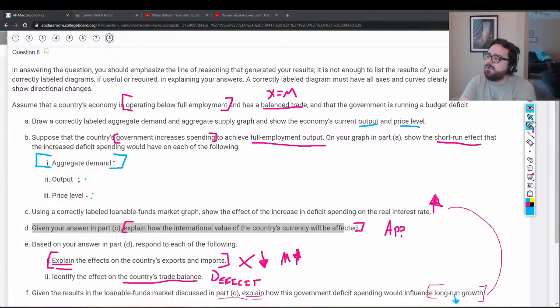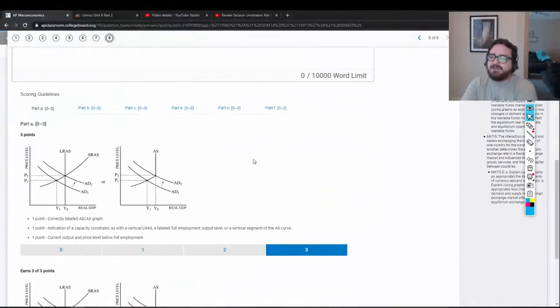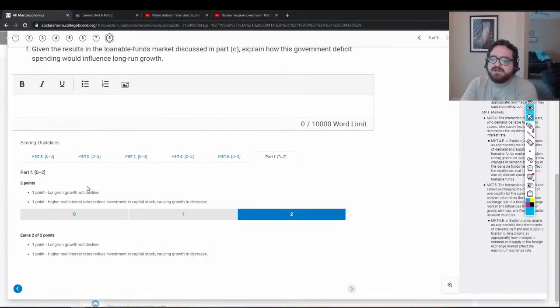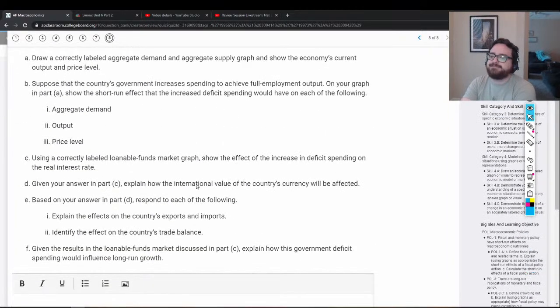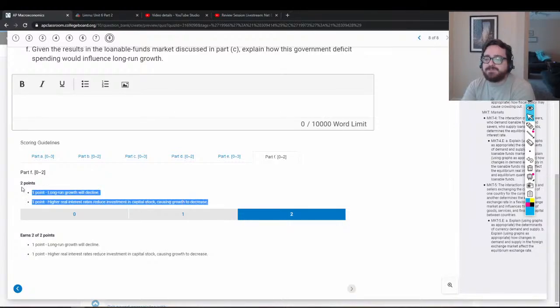I want to see what the scoring guidelines are for that, actually. I want to see exactly what they wanted from an answer standpoint, like how much you had to write. So part F, long run growth will decline. You had to mention that real interest rates reduce investment in capital stock, which capital would have been fine, causing growth to decrease. Yep. Nailed it. Now, I would explain how this works, because you do have to explain how this works, but you needed to have this to get your points.